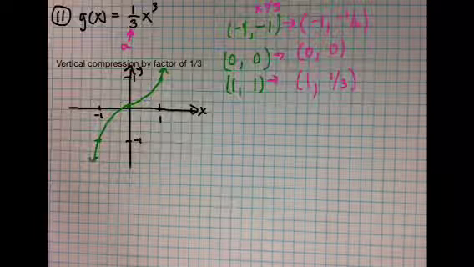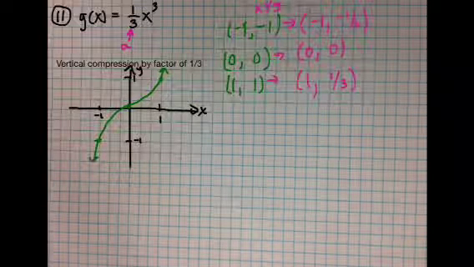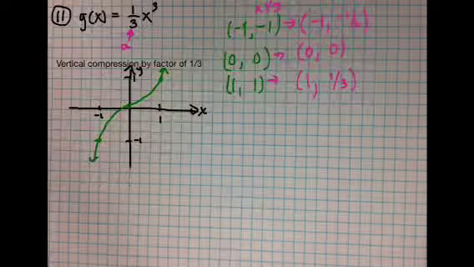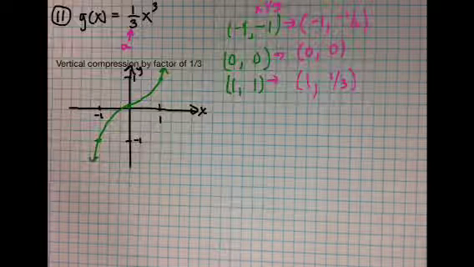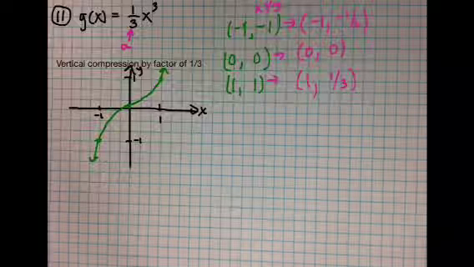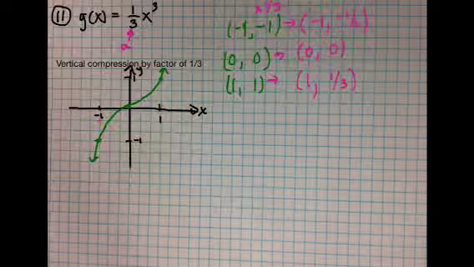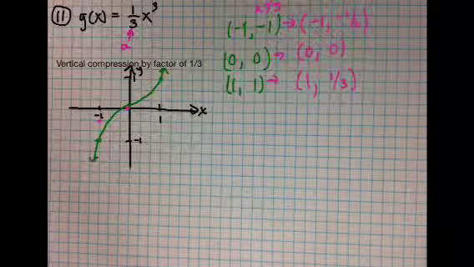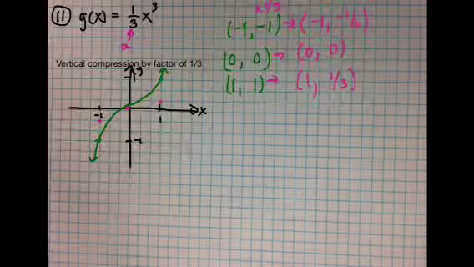Okay, so now we're going to plot the points. Negative 1, negative 1/3. So notice I used 3 squares for 1 unit on the graph because I knew that the numbers were going to be 1/3, to make it a little bit easier when we graph. So it's going to be negative 1, negative 1/3, about here, 0, 0, and then 1, 1/3. So it's going to be about here. Okay?